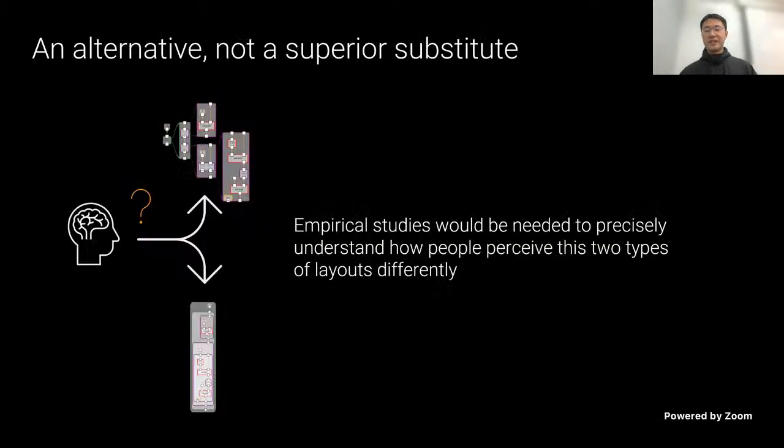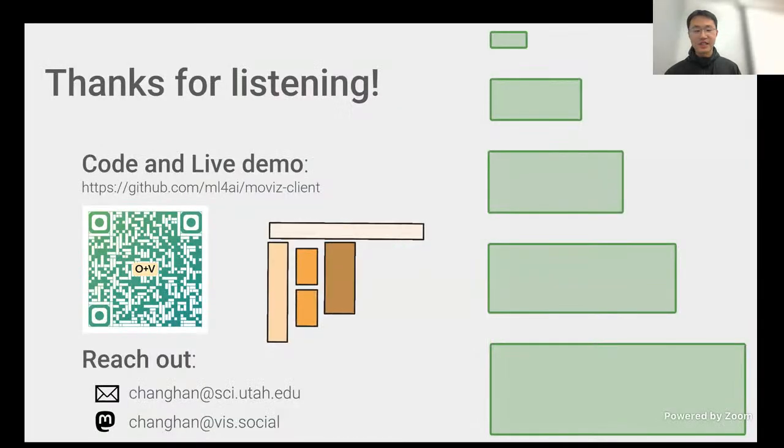Lastly, I want to make it clear that we are not claiming this approach to be a superior substitute for existing methods. Rather, it's an alternative, an option that shows people you can do it this way, and you may consider it. However, to fully understand how people perceive these two types of layouts differently, further empirical studies will be necessary. Okay, thanks for listening.